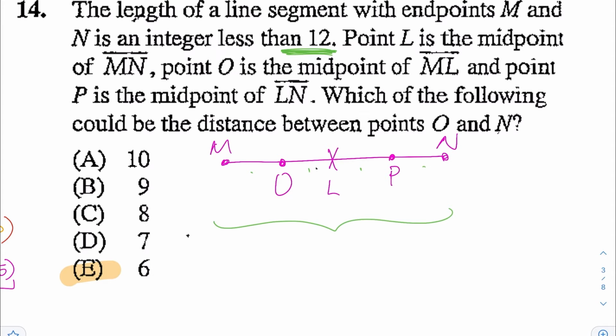So let's not say 10. Let's pick something that's a multiple of 4. So let's say 8. If that's 8, each of these pieces would be 2. So then O to N would be 6. So that's choice E. And it could be the distance, so that's fine. Remember, it has to be an integer, which means it's a whole number. And because it's divided into 4 equal pieces, 4 halves, it has to be a multiple of 4.